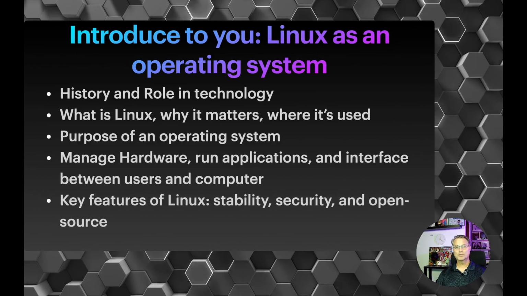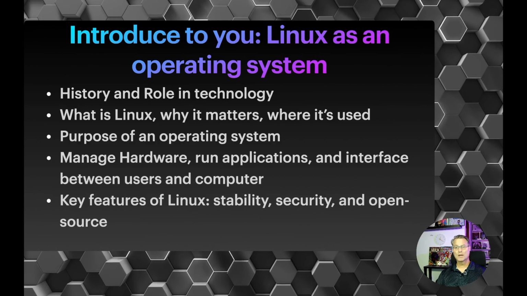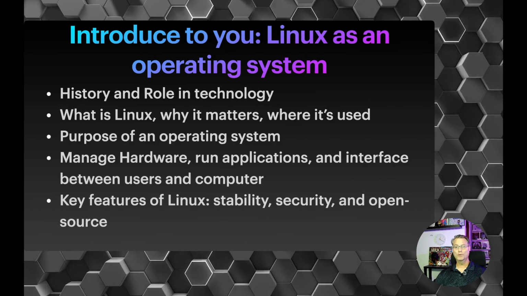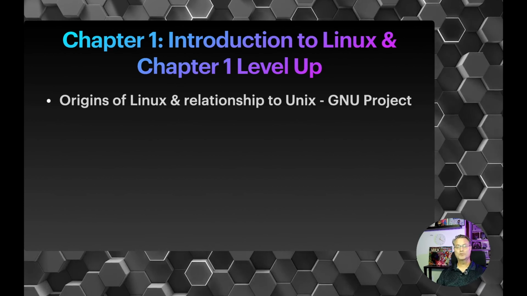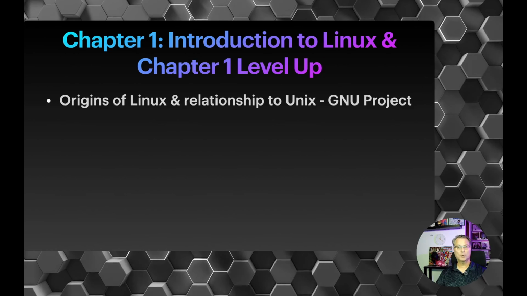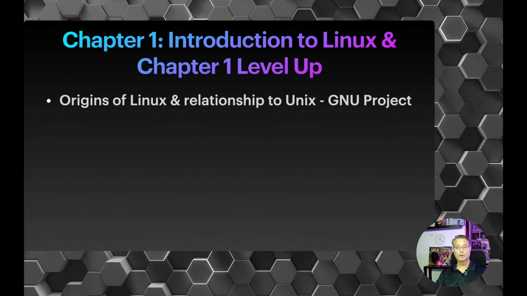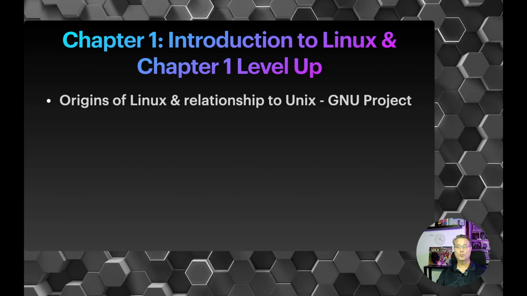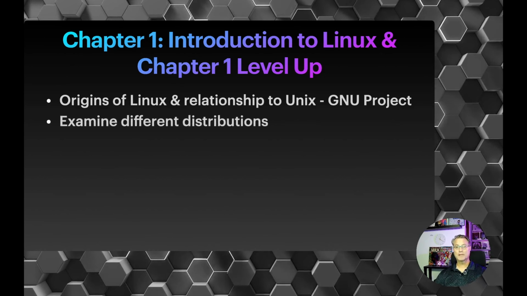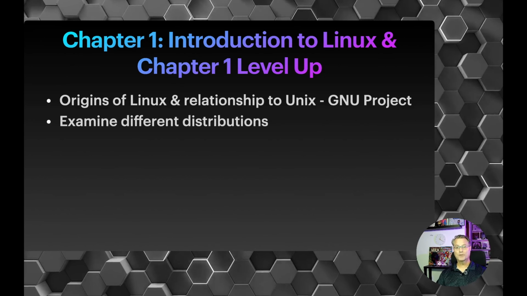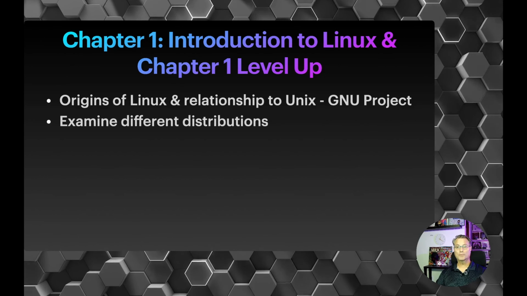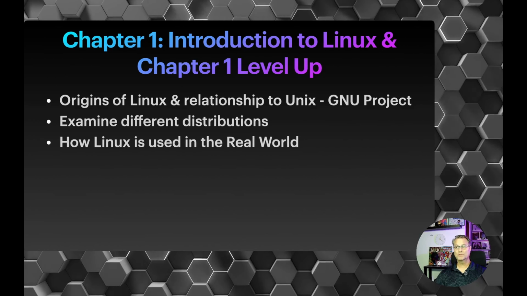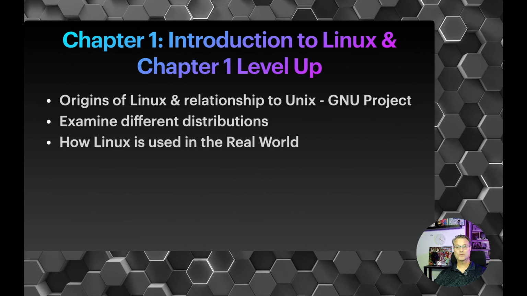Building on this foundation, you'll be able to outline the key features of Linux operating systems such as stability, security, flexibility, and open source development. Through Chapter 1, Introduction to Linux, and the Chapter 1 Level Up content, you'll learn about the origins of Linux, including its relationship to Unix, the GNU project, and the open source community. You'll also examine the characteristics of different Linux distributions, where they come from, and where they can be found. This includes understanding why multiple distributions exist and how they're used for different purposes.